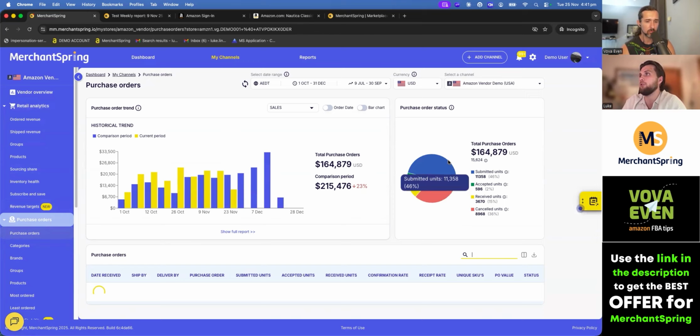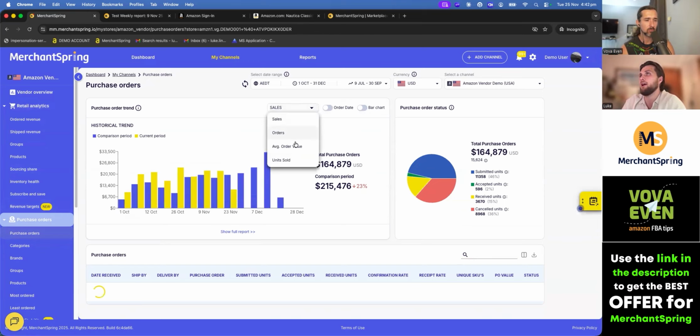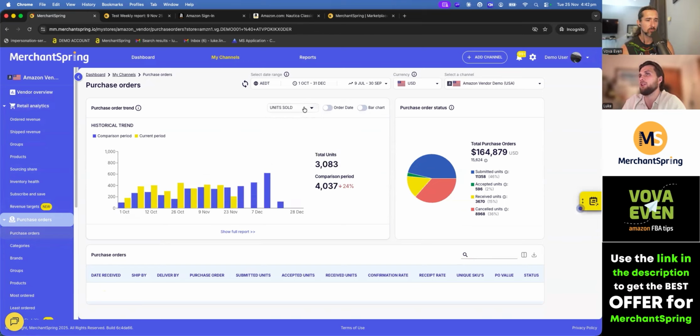a nice little snapshot on the side: what's submitted, accepted, received, and cancelled, right? We can look at it as a bar chart or a line chart. And then we can have a little look at other things around units sold, average order.